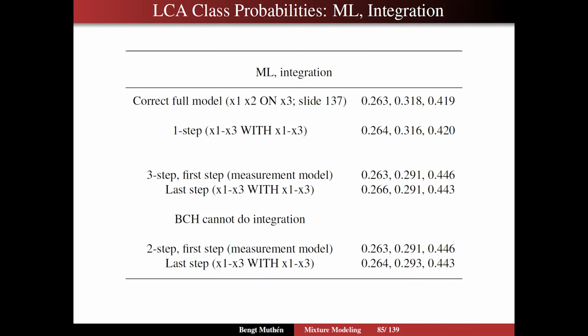Usually in simulations in the literature, the focus is on models where one step gives bias relative to the multi-step approaches. But here, one step is actually a correct approach to which we can compare other approaches. So let's turn to a multi-step approach. First one is three-step, and we consider the measurement model here first. 0.263, close to that. 0.291, well, there's a bigger difference. 0.446 is also a bigger difference.